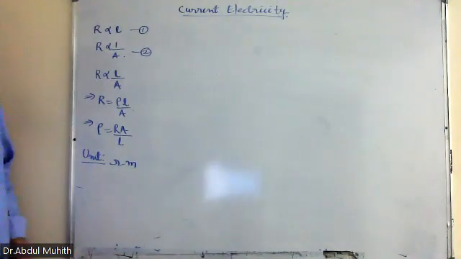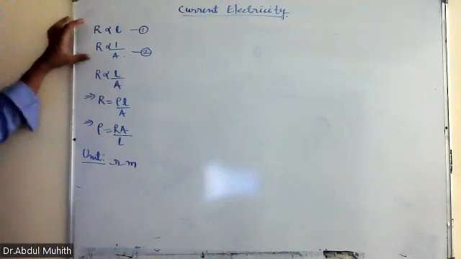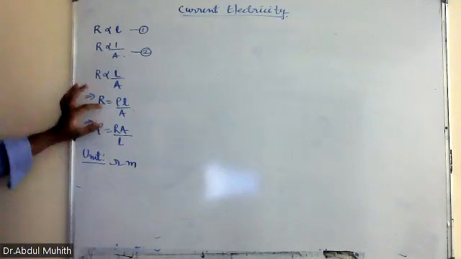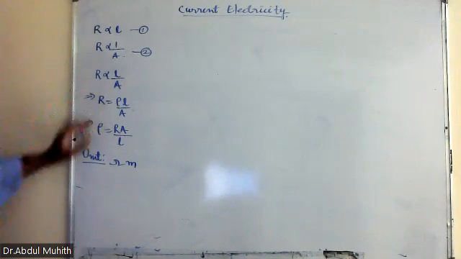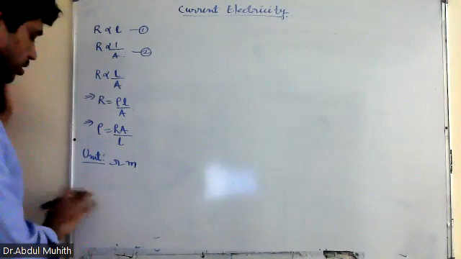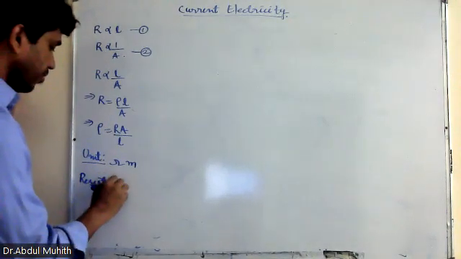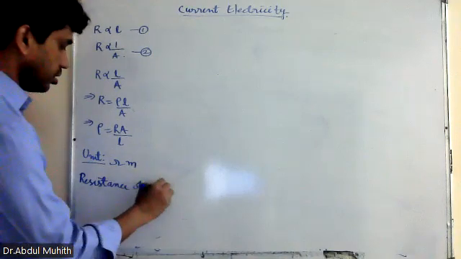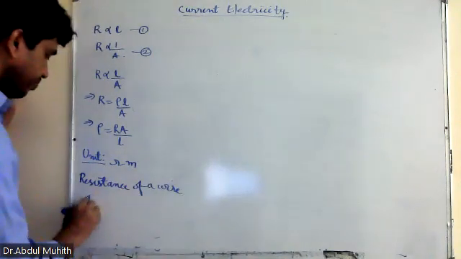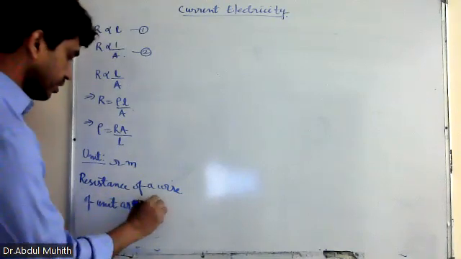Once again, as the length increases, resistance increases. As the area increases, resistance decreases. Put it together, we get this. Remove the proportionality constant, we get rho, and then cross multiply, we get this. The definition for this is: resistance of a wire of unit area per unit length.